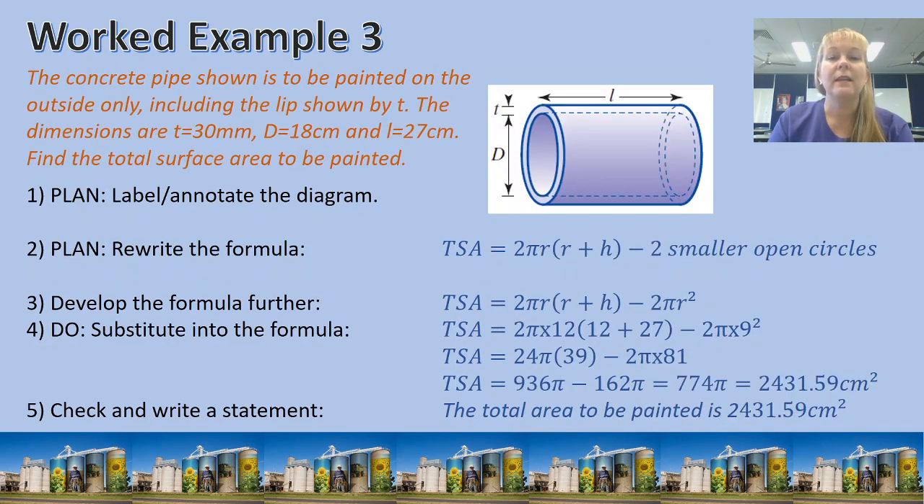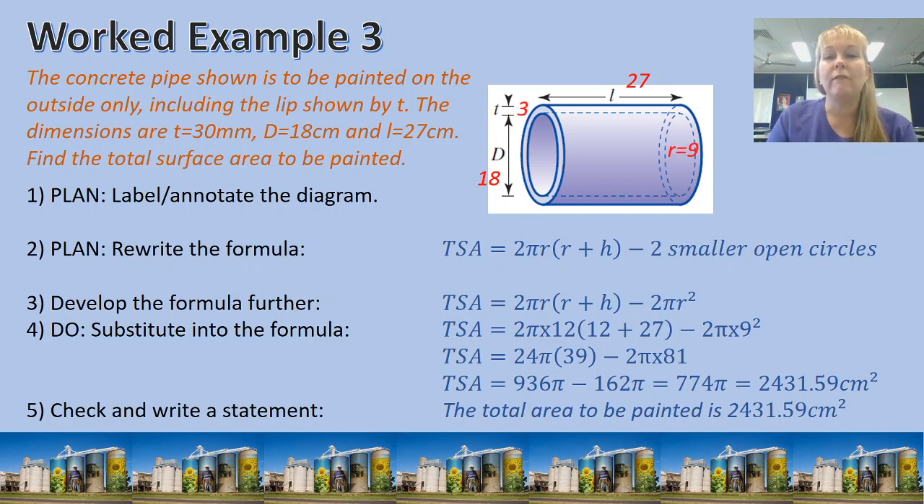Worked example 3 is a little bit more complex again. Now in this particular example, I've got a concrete pipe and it's shown to be painted on the outside only, and that includes a lip shown by T. The dimensions are T equals 30 millimetres, D equals 18 and L is 27. And I'm going to find the total surface area that I need to be painted. So first of all, I'm going to annotate that diagram.